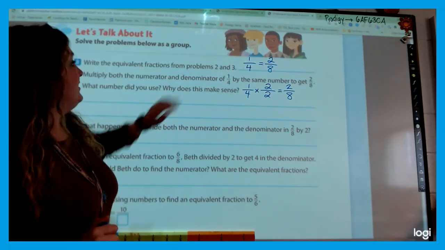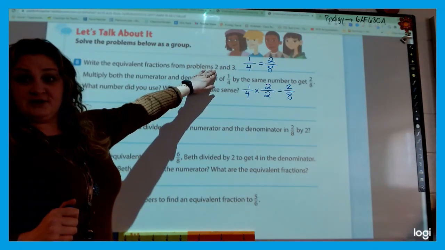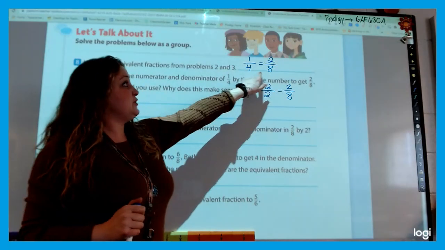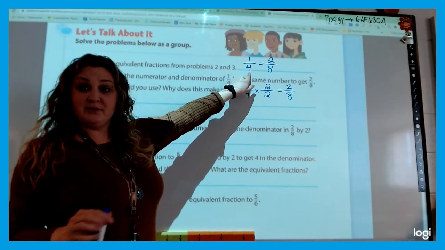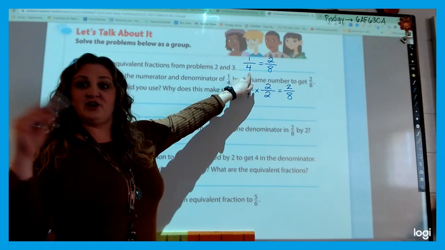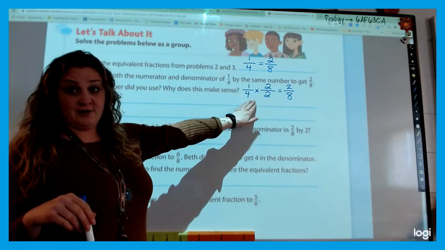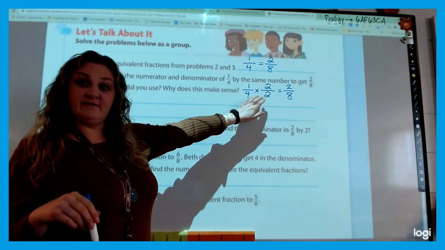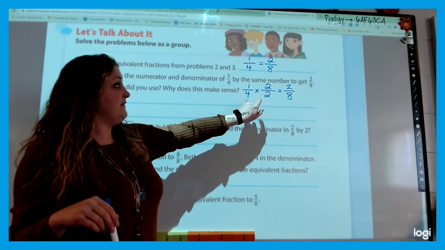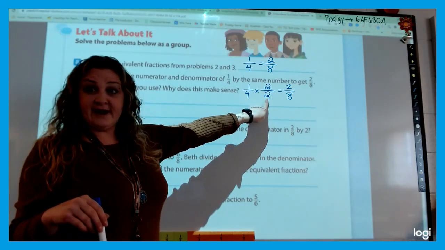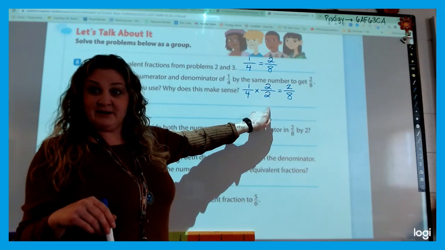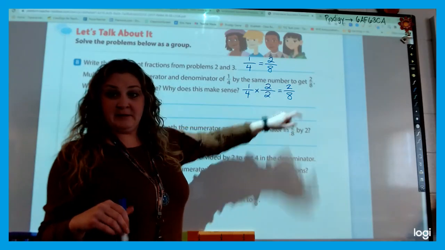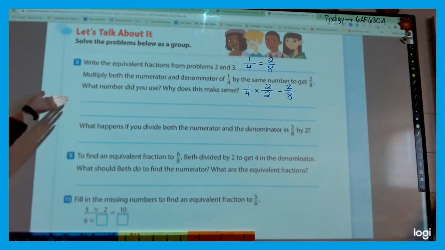So, on the earlier page, in order to figure out that 2/8 was equivalent to 1/4, we had to do the model, split it up, draw the picture, all of that. The trick, though: could I find the same equivalent fraction just by multiplying 1/4 by another fraction that has the same numerator and denominator? Yeah, we got the same answer. So what number did we use, and why does this make sense?